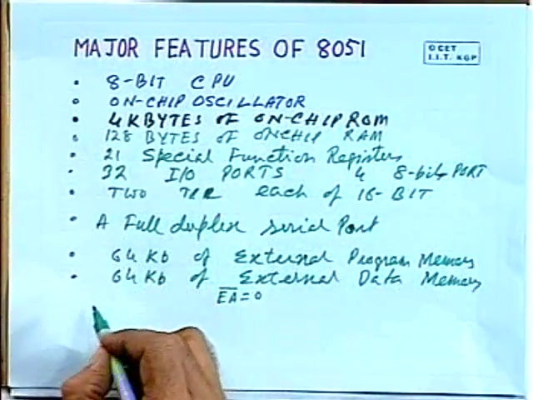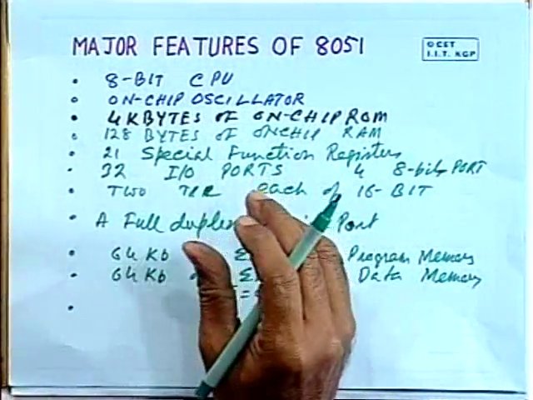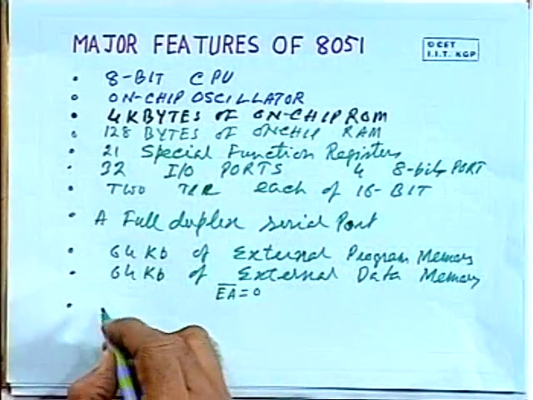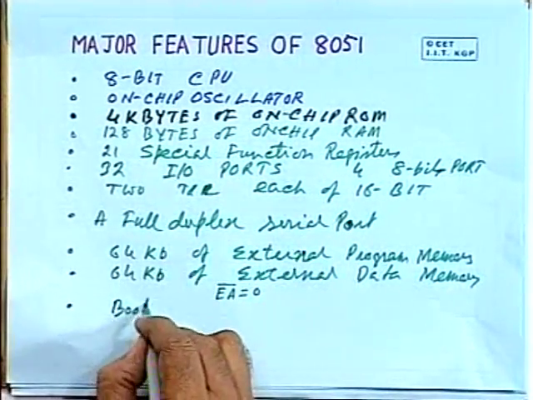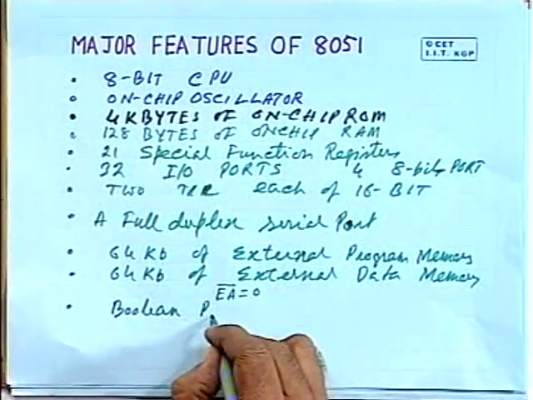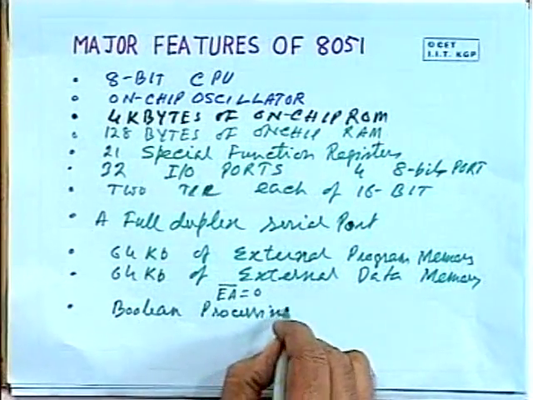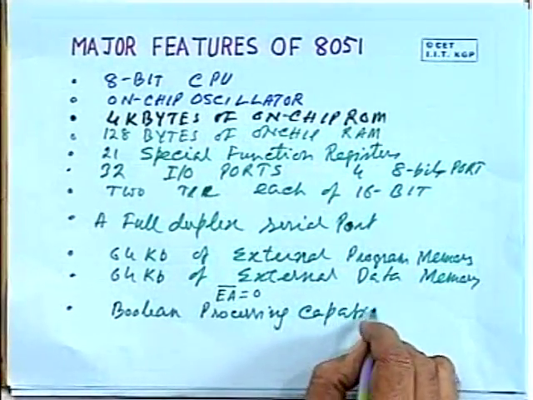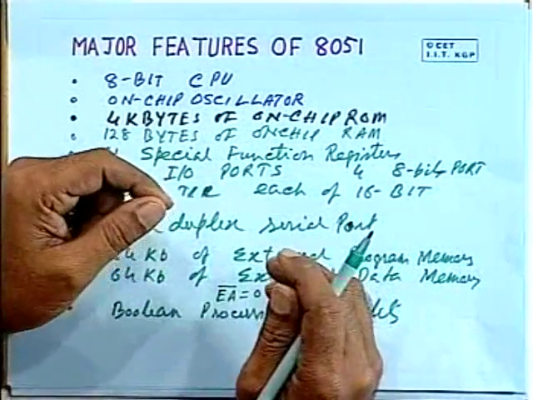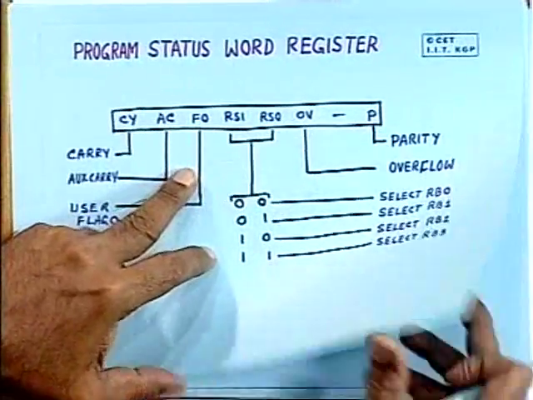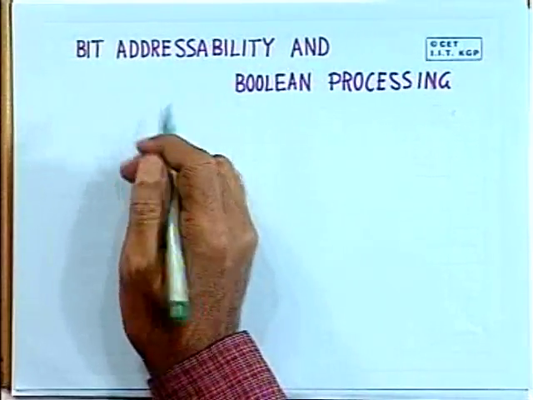And then another important function I should discuss in detail is the Boolean processing capability. We have seen that there are 16 RAM locations and a number of special function registers that are bit addressable. What do you really do with the help of this bit addressability?